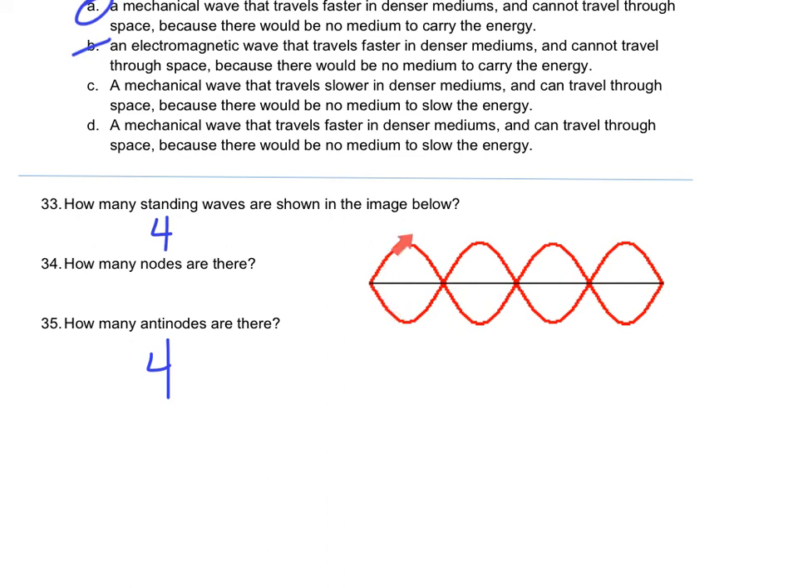Each antinode has a crest and a trough. So that's one wave. Crest and a trough, that's 2. Crest and a trough, that's 3. Crest and a trough, that's 4. And the nodes are always the number of antinodes plus 1. Areas of destructive interference. Areas where there's no energy, no wave. There's one here, one here, one here, one here, and one here. That's 1, 2, 3, 4, 5. 4 plus 1 gives us 5.